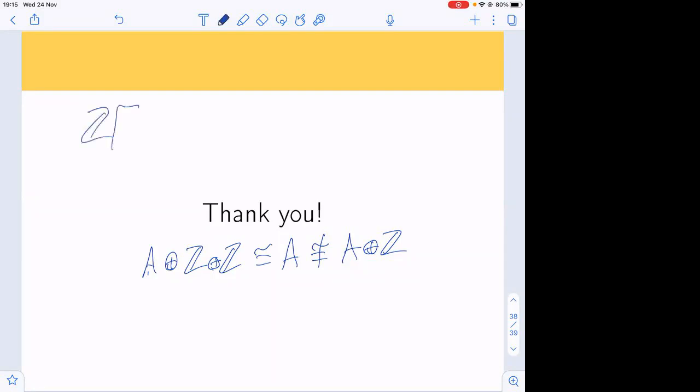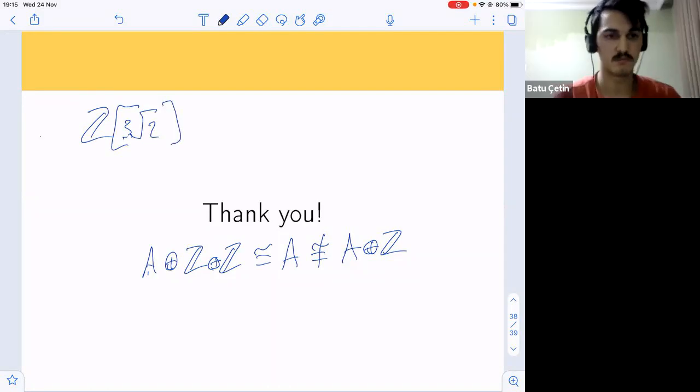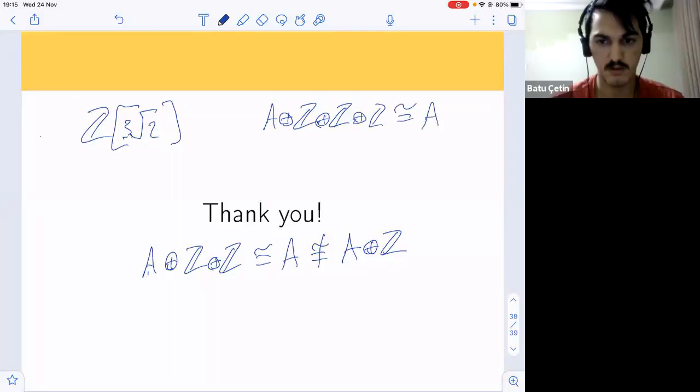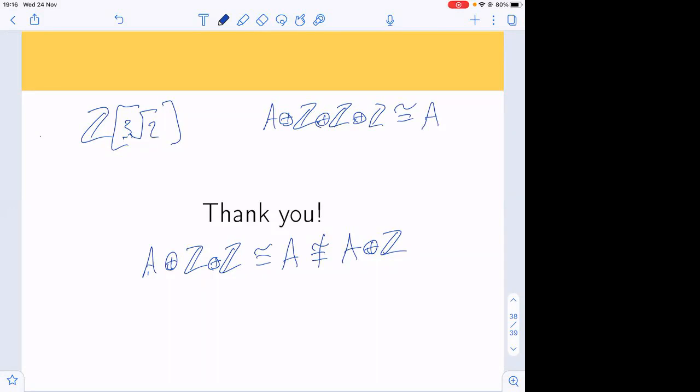If you used Z adjoined the cube root of 2 instead of Z adjoined root 2, then you would get a group where the direct sum of A with 3 copies of Z is isomorphic to A, but not the direct sum with 2 copies of Z or with 1 copy of Z. If I take a general algebraic integer, I'm not sure.